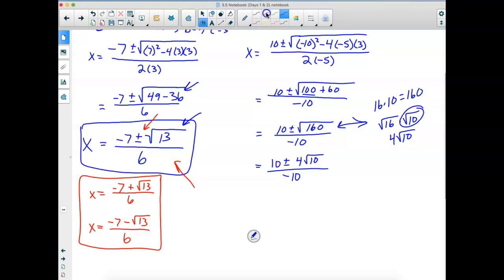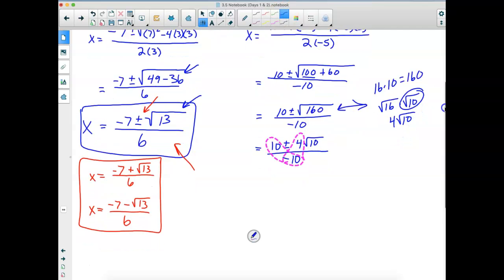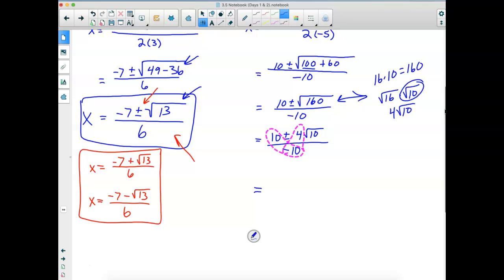Now, here's what I call happy bunny ears. Happy bunny ears are, if I'm going to reduce this, I have to be able to reduce it by the exact same thing. Can I take the same exact number out of all 3 of those? If I can't, I can't reduce it, but in this case I can. All 3 of those numbers are divisible by 2, so I'm going to reduce each one by 2. I get 5 plus or minus 2 square root 10 divided by 5. Boom, there's my answer, okay?